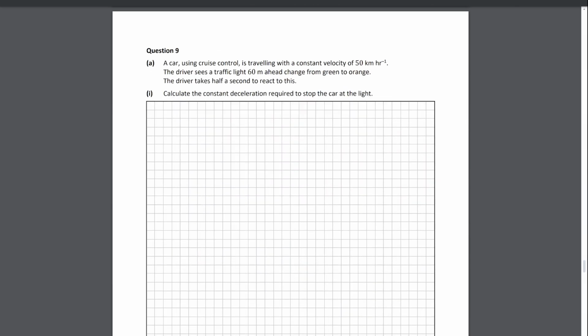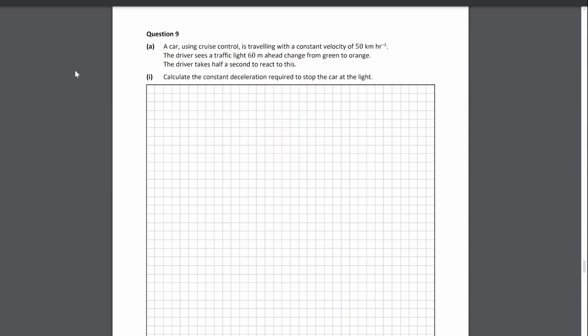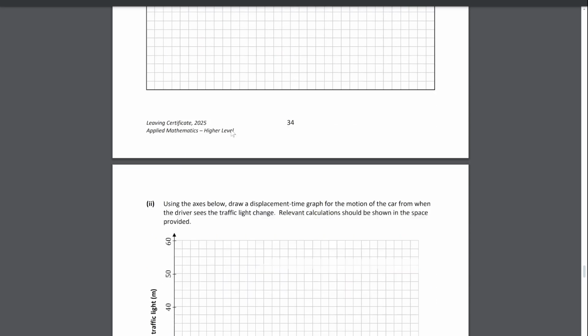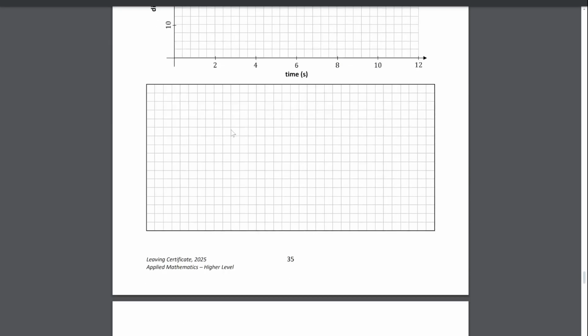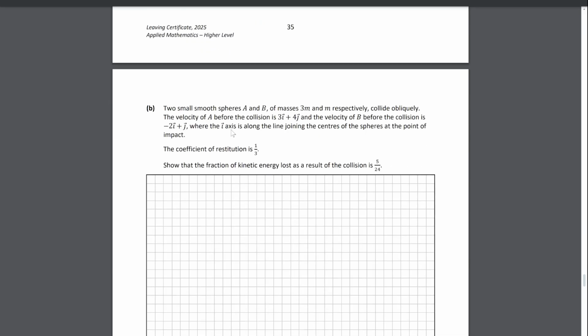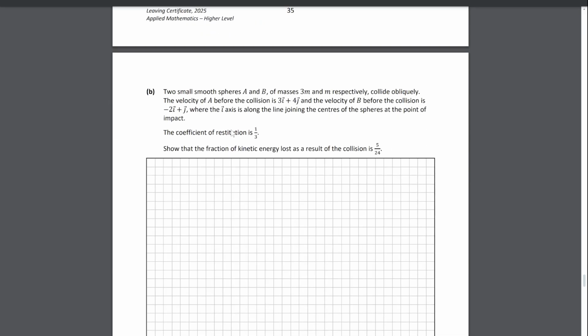Now, probably one of the simplest linear motion questions at the start, and then just drawing a velocity time graph. That's okay. And then annoyingly bringing up oblique collisions in the same question, which I thought was a bit of an odd choice.